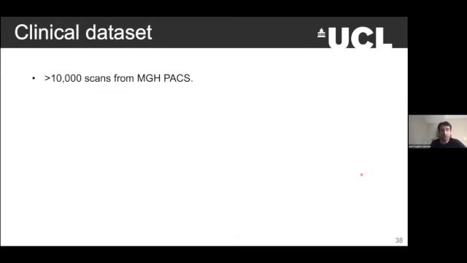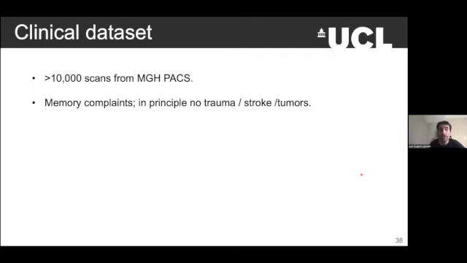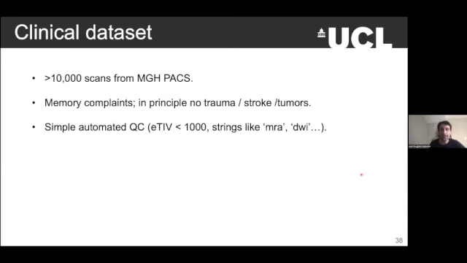We took this and ran it on 10,000 scans from the PACS, pretty much with no filter. These are folks with memory complaints, so in principle there should be no big strokes, tumors, or trauma. We did a simple automated QC. We ruled out scans that had MRA or DWI in the DICOM header, and anything giving a total intracranial volume under a liter we threw out, because it's mostly either a segmentation mistake or partial field of view.